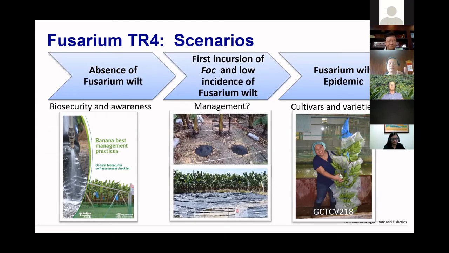However, following the first incursion of the pathogen, farm management practices become crucial. Containment largely focuses on destruction of infected plants, either through burning or urea fumigation, but other practices should be considered.